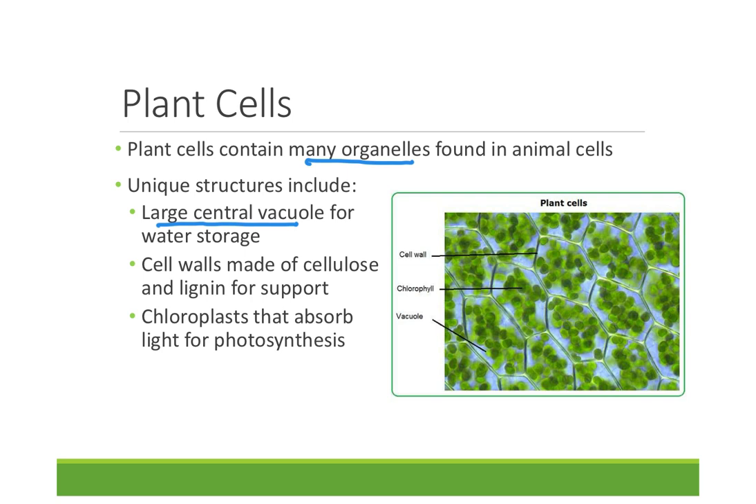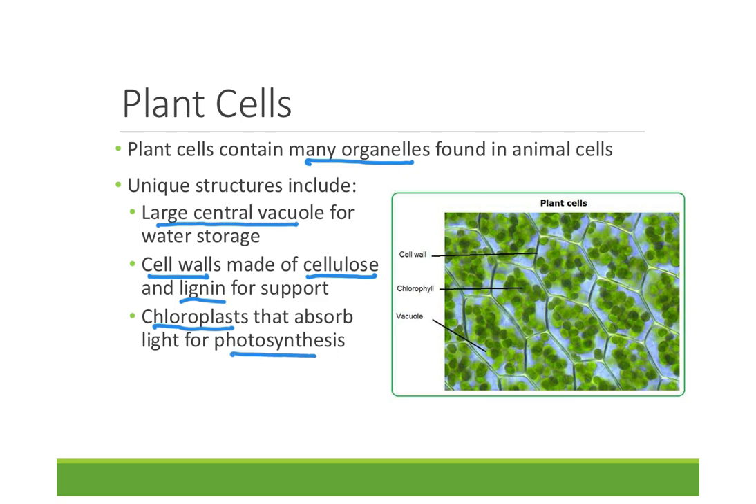The cell membrane of a plant cell is surrounded by a cell wall. These cell walls are made primarily of cellulose for support and rigidity, but some plant cells have an additional substance called lignin, which makes them even tougher. Things like wood, those plant cells in trees, have a lot of lignin. And then plant cells, of course, have chloroplasts, which are the structures that can absorb light for that important process of photosynthesis.